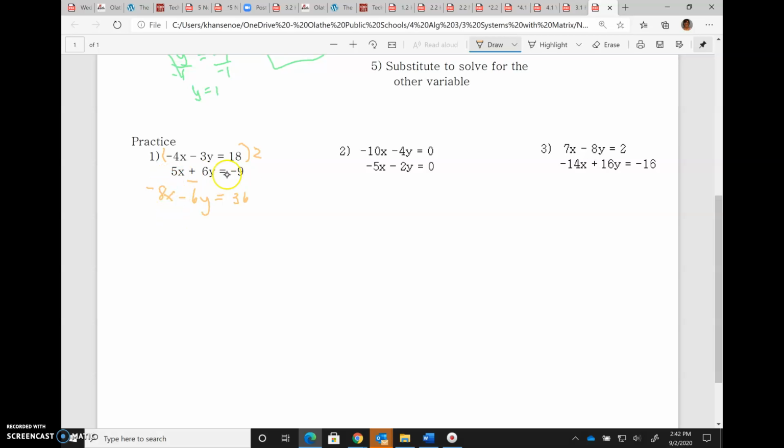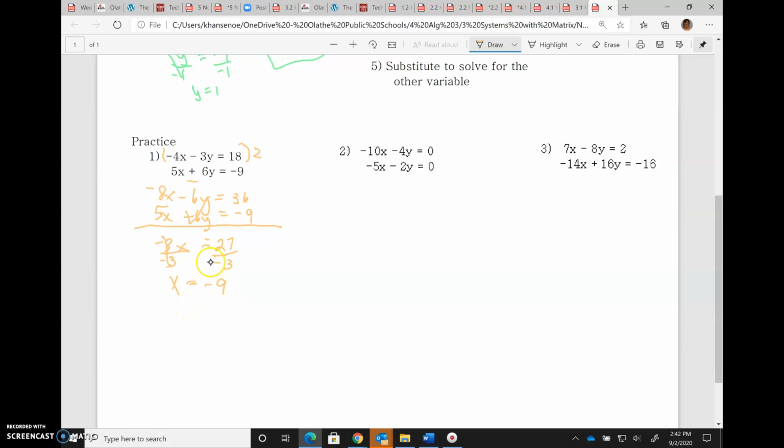Then I'm going to rewrite this one. So 5x plus 6y equals negative 9. Draw my line, add straight down, negative 3x, this is 0, equals 27. I'm going to divide by negative 3. I get x equals negative 9.